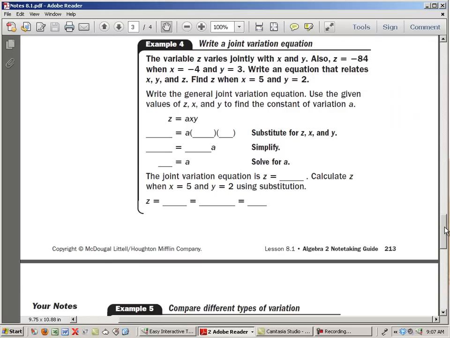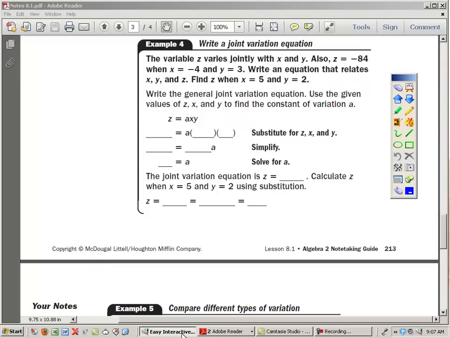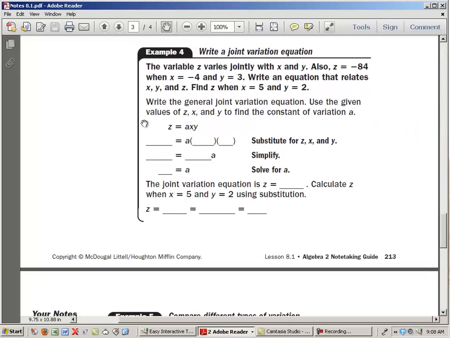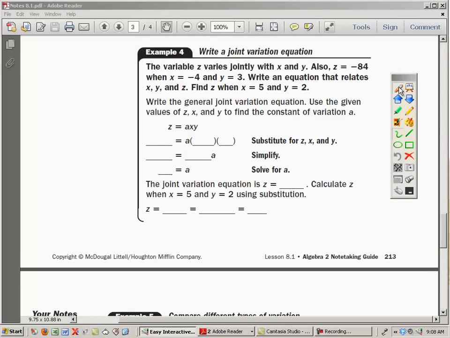Obviously, in this case, we're going to have a little bit more information because there are three variables and one constant. It says the variable z varies jointly with x and y. So that tells me, by definition, that z is equal to axy. It also tells us that z equals negative 84 when x equals negative 4 and y equals 3. So write an equation that relates x, y, and z, then find z when x is 5 and y is 2. So the first thing we have to do is solve this for a.